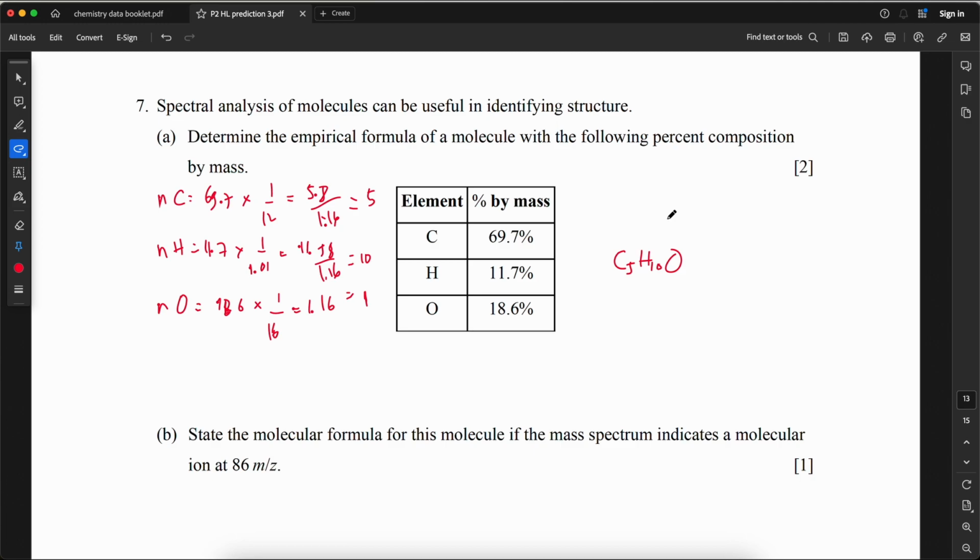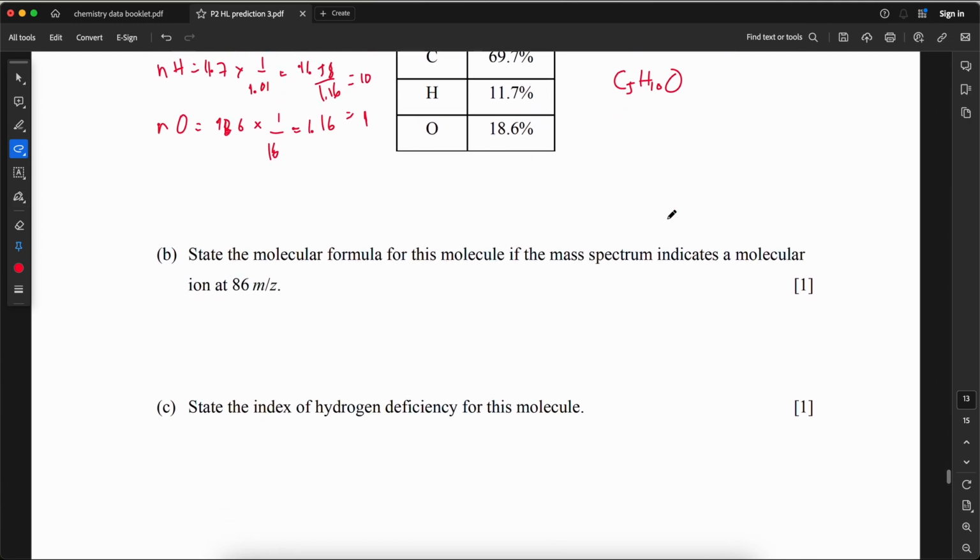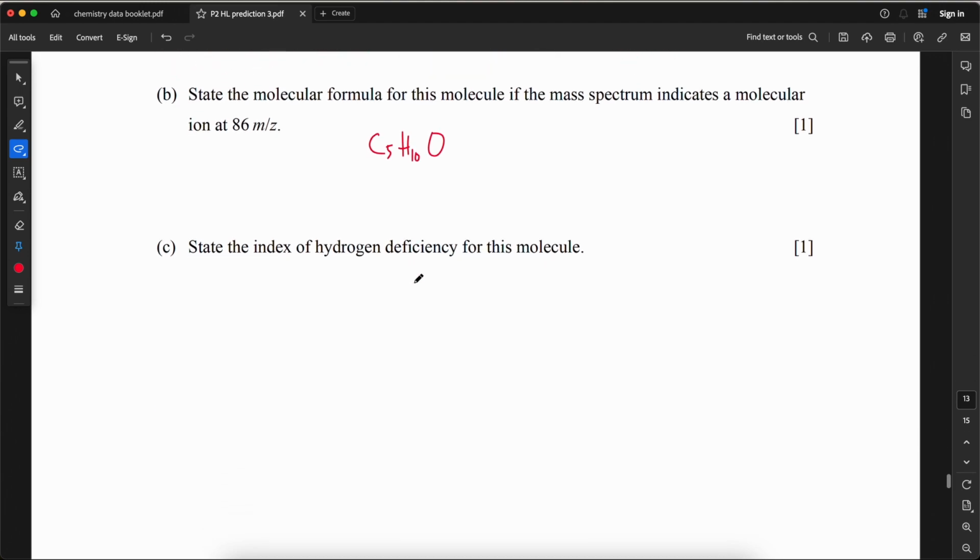C5H10O. State the molecular formula for this molecule. The mass spectrum indicates a molecular ion at 86, and this is also 86, therefore the empirical formula will be the same as the molecular formula, which is C5H10O. State the index of hydrogen deficiency. So IHD would be one half of 2C plus 2 minus H, which is one half of 2 times 5 plus 2 minus 10, which is 1.